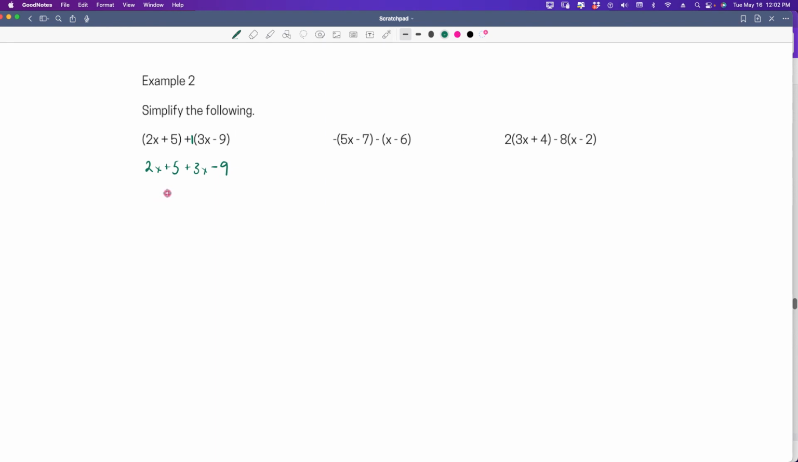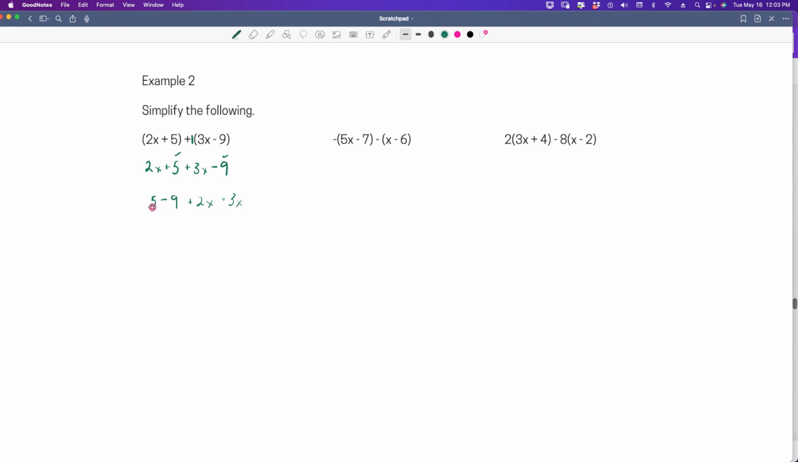Now we can group things together based on their terms. So I'm going to look for constants first. I have a positive 5 and a negative 9. So 5 minus 9. That takes care of that one and that one. Now I'm going to look at what I have left, and both of those are x terms. So I have a positive 2x and a positive 3x. Remember that when there's not a sign in front, then the term is positive. So now I can combine.